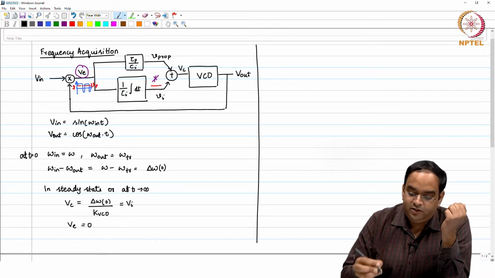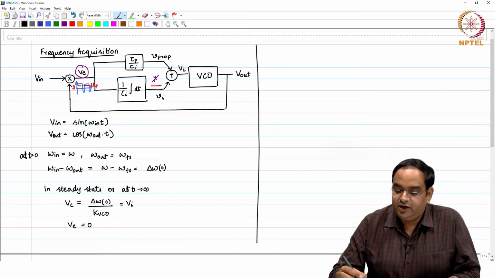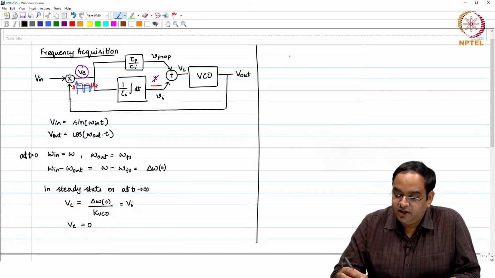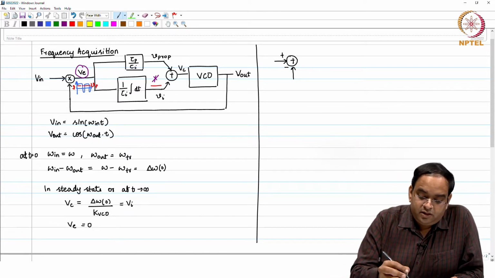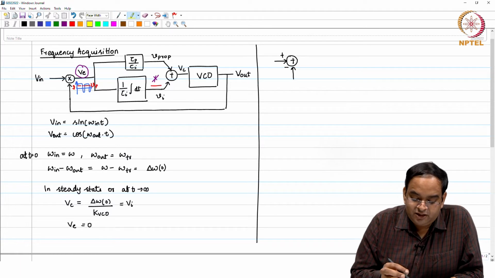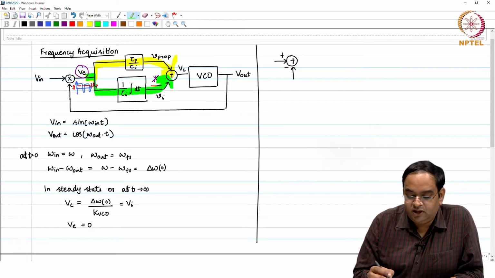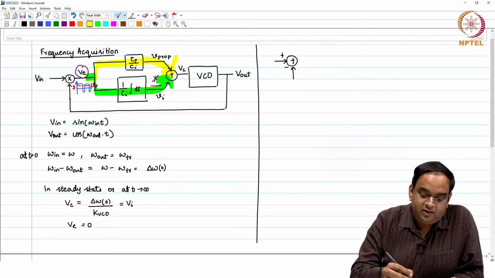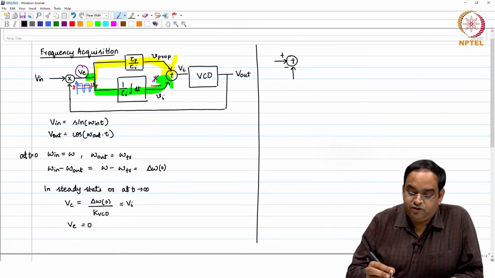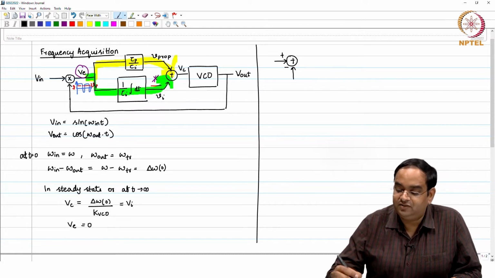If we happen to just analyze this PLL using its small signal model, then also you will see it is very important to have both the integral and the proportional path. By the way, just to highlight it, what is integral path and what is proportional path? This path is proportional path and this particular path is integral path. To make no confusion here, yellow one is the proportional, other one is the integral.